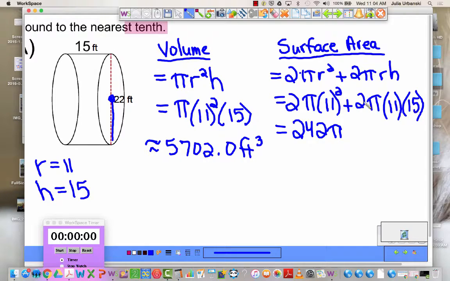For this one, do just the numbers. 2 times 11 times 15. 330. Thank you. And that's with pi.